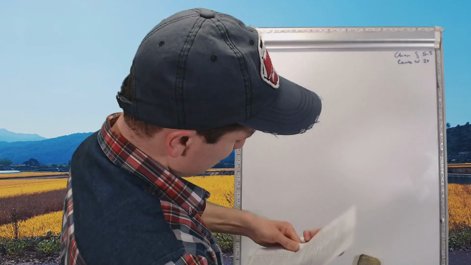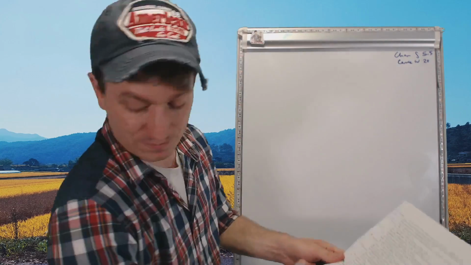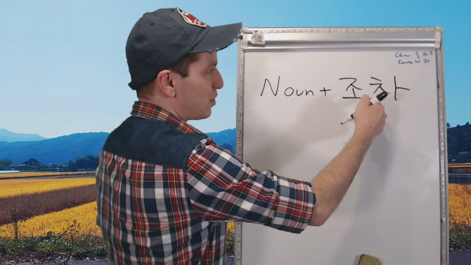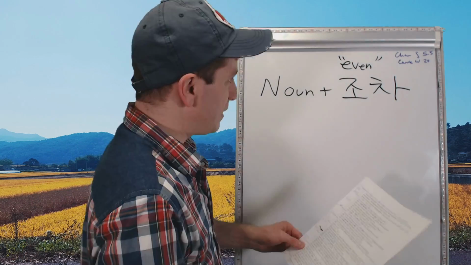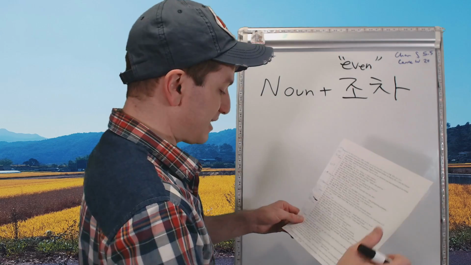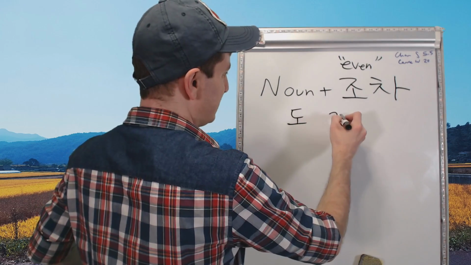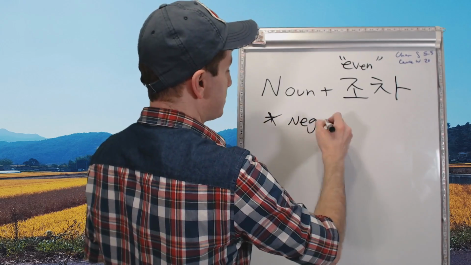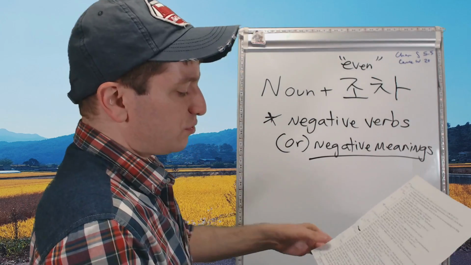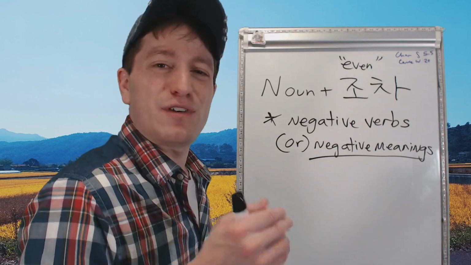The next form we're going to do is also an intermediate form. 조차 is also even. But I would say this is more commonly used than 마저. It also has a similar usage as saying 도 or 까지. However, it is only used with negative verbs. Or you can also use it with many verbs that show a negative meaning.